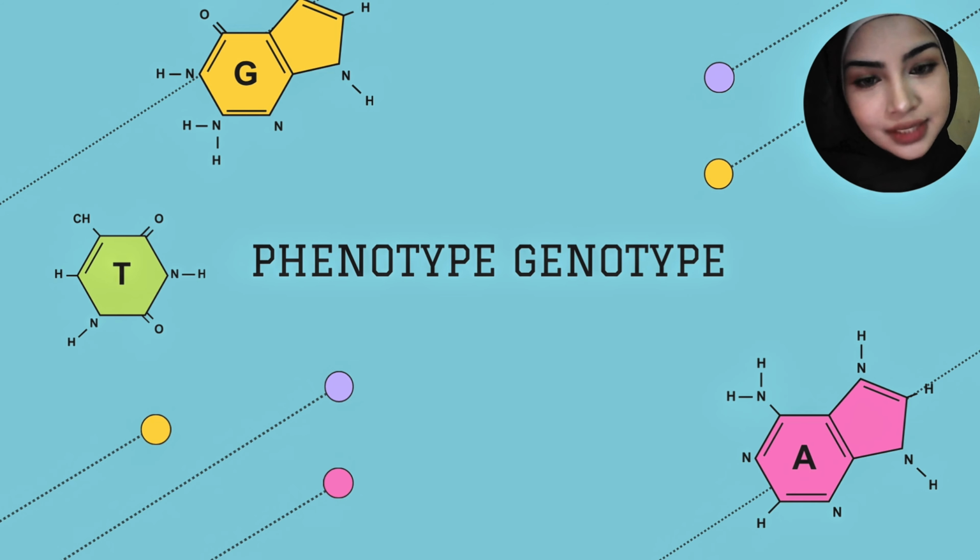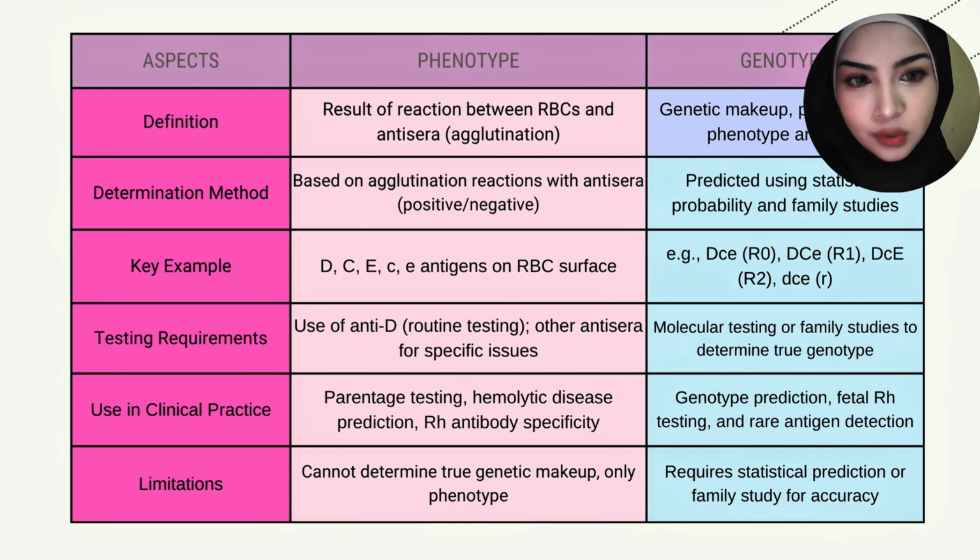Next, I'm going to be discussing phenotype and genotype. Here I made a table comparing phenotype and genotype so you can get a clear view and enhance your understanding of the difference between them. So what is phenotype? It is the result of the reaction between RBC and antisera. Meanwhile, genotype is the genetic makeup predicted from phenotype and race.